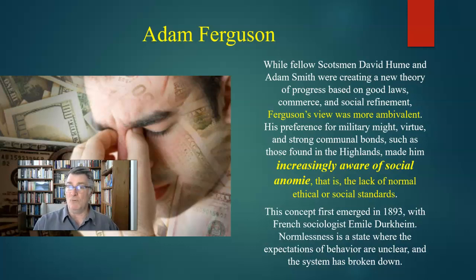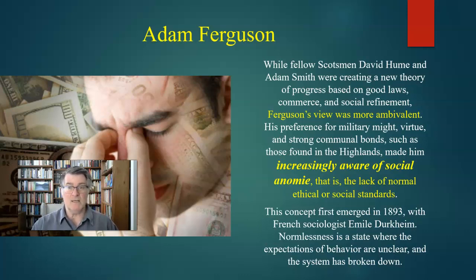So Ferguson's view may have been more ambivalent, but it's because the idea wasn't there in its full realization, which is basically social alienation and social anomie, which is what it means. So as much as Ferguson wanted to prefer military might, virtue, communal bonds, especially those in smaller communities, he was also very much aware of social anomie. And that's the lack of normal ethical and social standards. It's every person for himself. It's, what can I get out of you? Every interaction is transactional. It's, what can you give me? And so social anomie is the beginnings of what became basically social alienation.